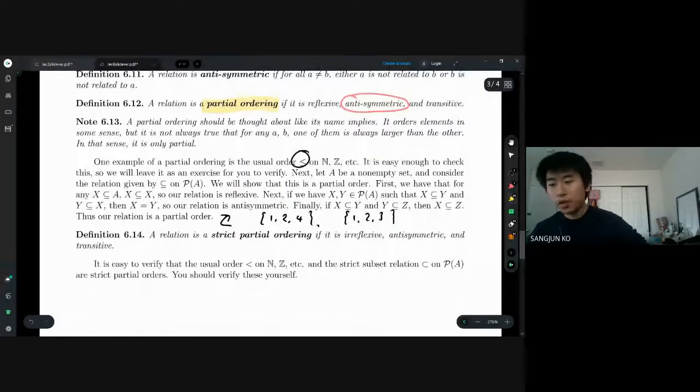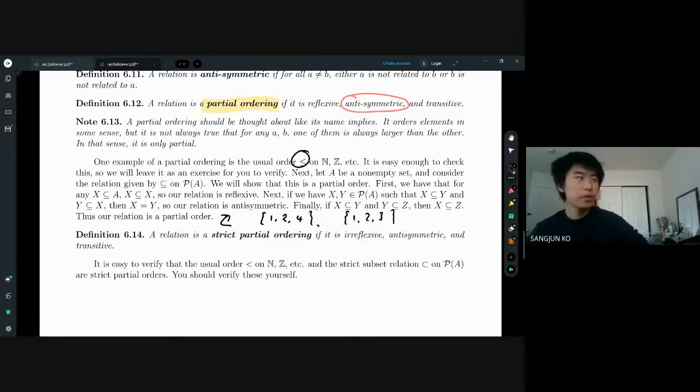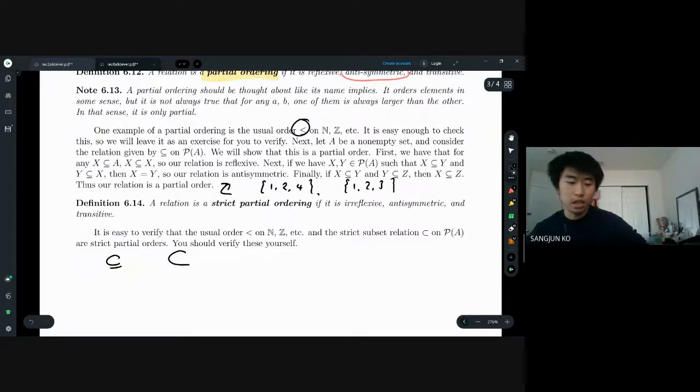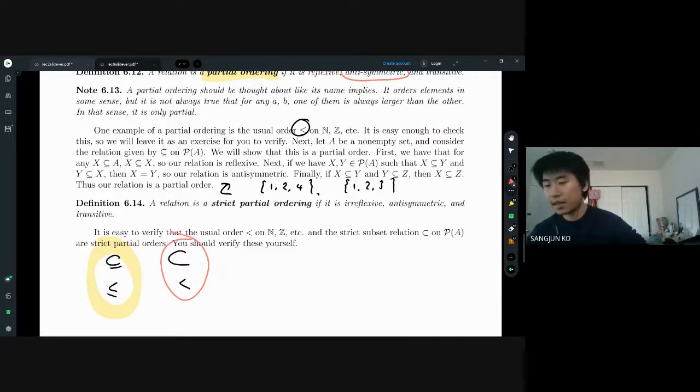Okay, so when you have these partial orderings, you might want to think about the symbol we gave you. We told you to think of these as the analogs of less than or equal to, and then less than. If these two are partial orders, then we probably want a name for these types of relations, and this is exactly what we're going to give you now. A relation is a strict partial ordering if it is irreflexive, antisymmetric, and transitive.